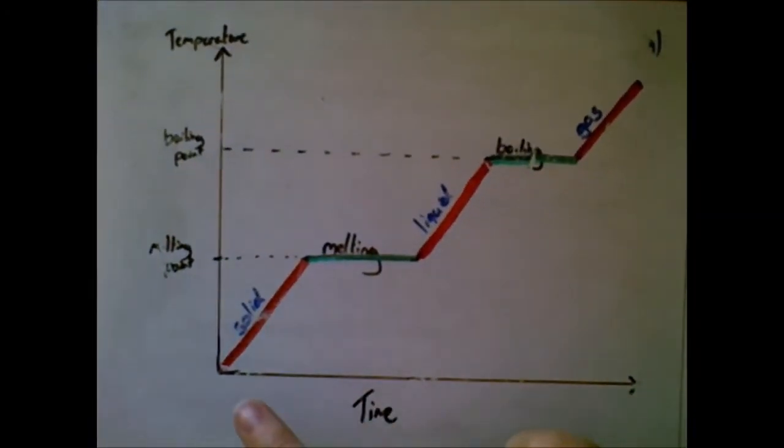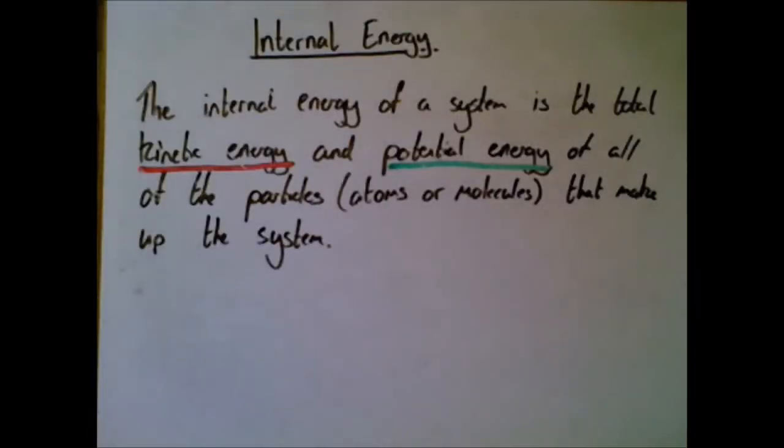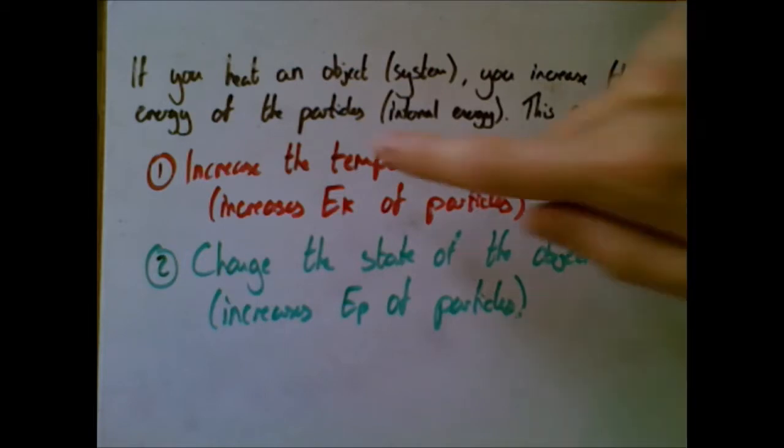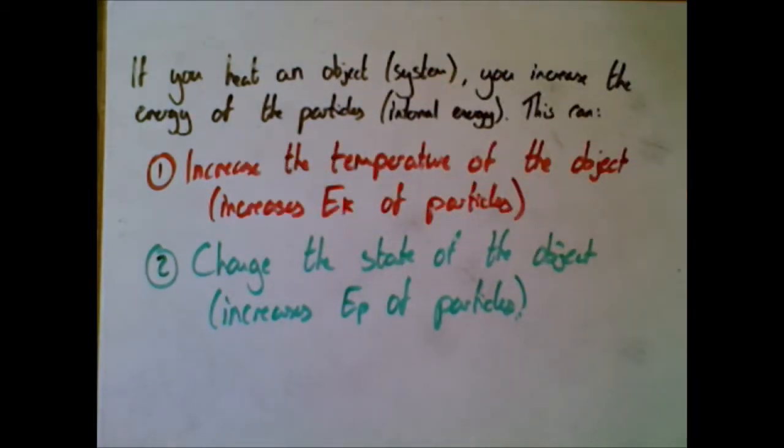And again, we've got the red sections, that's where the temperature is going up because the kinetic energy of the particles is going up. And we also wrote down that if you heat up an object, then two things can happen. One of them is to increase the temperature of the object, and one of them is to change the state. So in this video, we are focusing on the red section. So we're looking at this section where we are increasing the temperature of the object. So the kinetic energy of the particles is going up. So we're looking at that bit where the temperature increases.